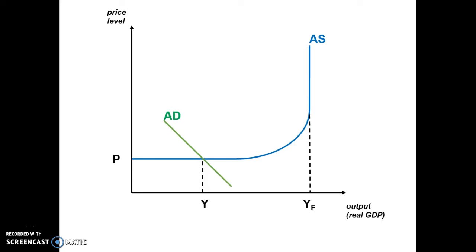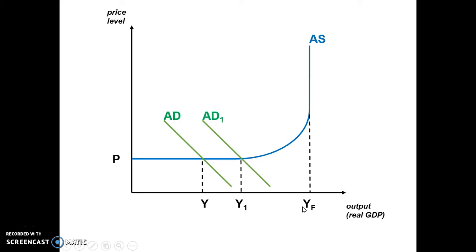So if aggregate demand is relatively low compared to some of the examples I'm about to give you, we see here that price levels are as low as they can be at P, but we also see that output is far from YF, output at Y. This is a large deflationary gap, a large output gap. We are far from the full level of output.